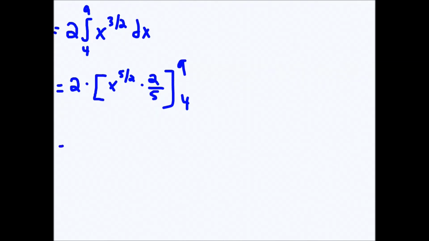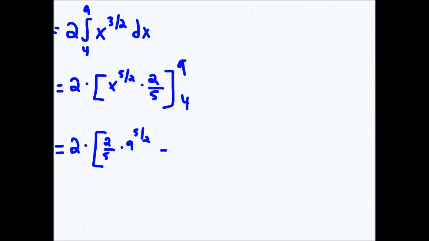So then for my next step, using the fundamental theorem of calculus, I'm going to plug in a 9 for my x value, and then plug in a 4 for my x value, and I'm going to subtract the two. So this is going to be 2 times 2/5 times 9 to the 5/2 minus 2/5 times 4 to the 5/2.